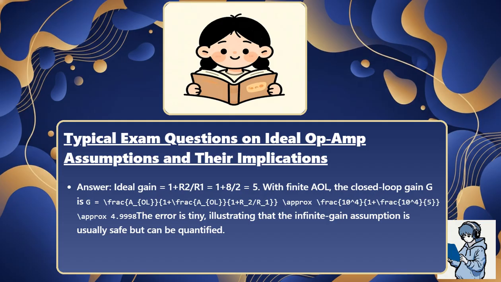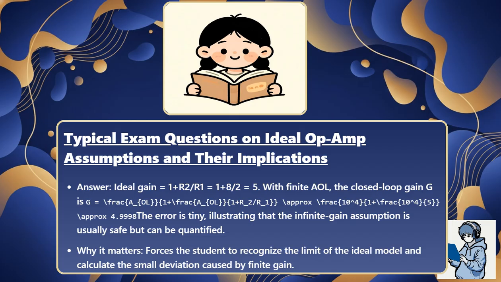With finite A OL, the closed-loop gain G is G equals A OL divided by [1 plus A OL divided by [1 plus R2 divided by R1]], approximately 10 to the 4th divided by [1 plus 10 to the 4th divided by 5], approximately 4.9998. The error is tiny, illustrating that the infinite gain assumption is usually safe, but can be quantified.